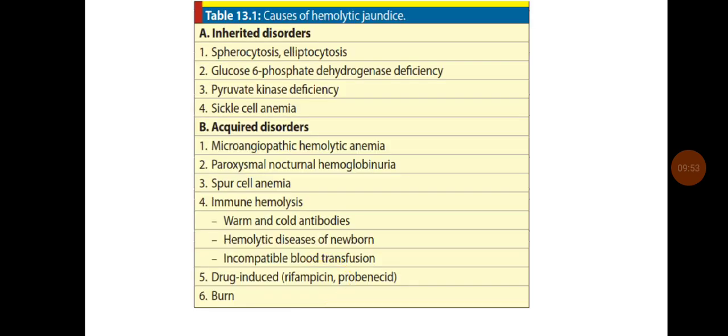So these are some of the causes of hemolytic anemia. Some of the inherited disorders are spherocytosis, elliptocytosis, G6PD deficiency, pyruvate kinase deficiency, and sickle cell anemia. In acquired disorders: microangiopathic hemolytic anemia, paroxysmal nocturnal hemoglobinuria, spur cell anemia, immune hemolysis like warm and cold antibodies, hemolytic disease of newborn, incompatible blood transfusion, and drug induced. And at last, the burn.